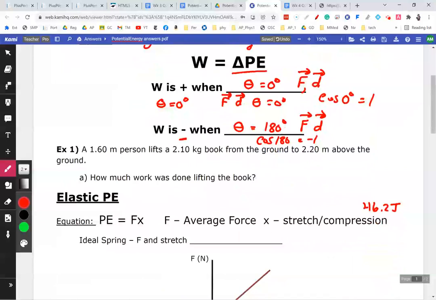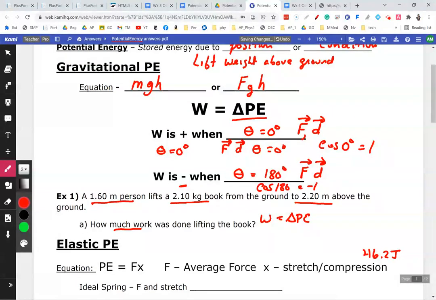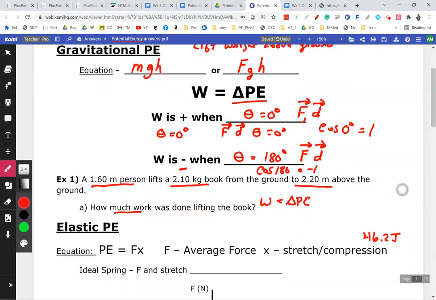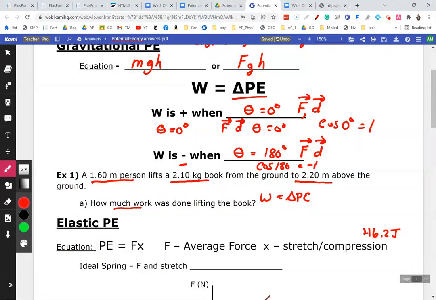So you have a 1.6 meter person who lifts a 2.1 kilogram book above the ground, 2.2 meters. How much work is done? Well, the work equals the change in potential energy, and that's what we set up here. When you work on an object, you change its potential energy, whether it's lifting it up or bringing it down. So that would just be mgh.